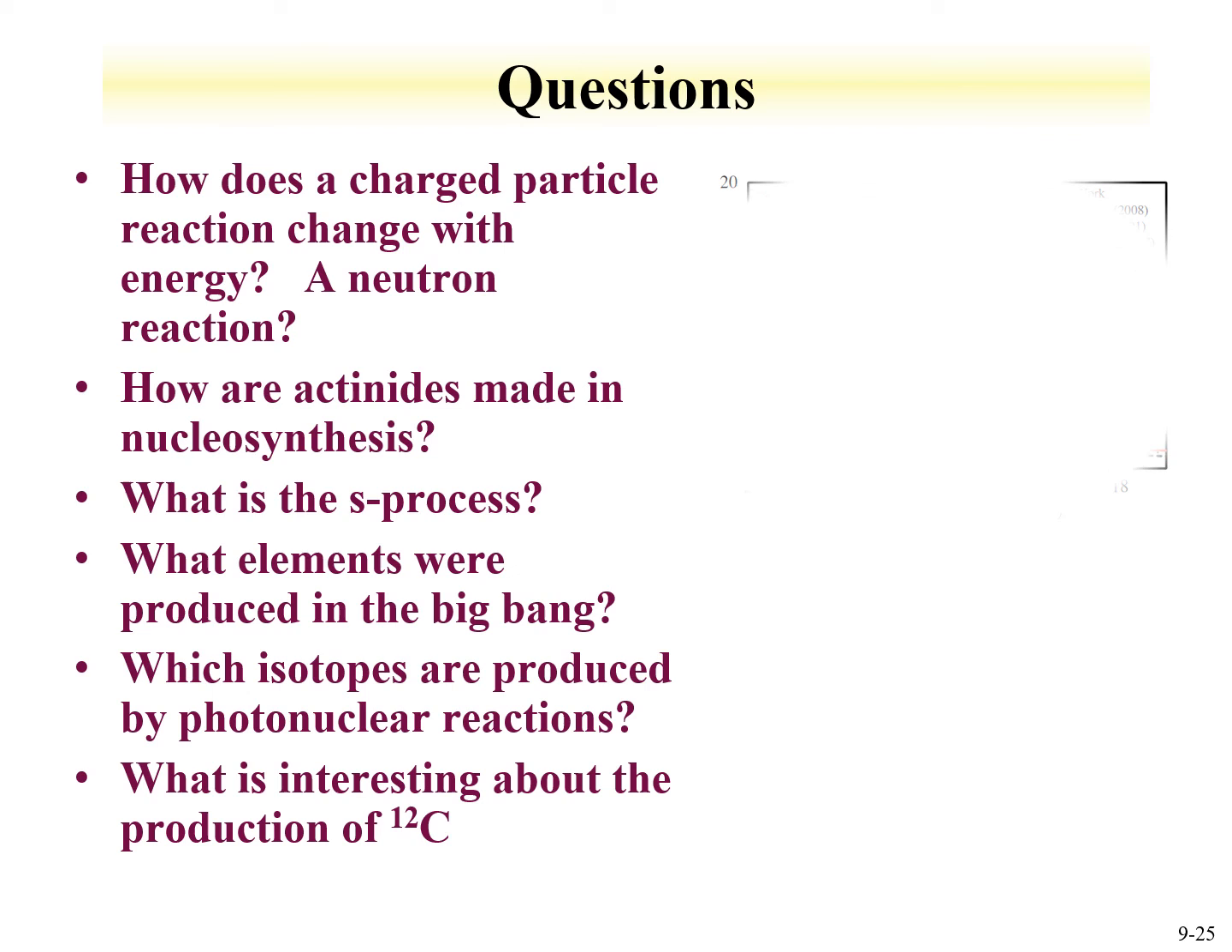Other questions you should be able to evaluate, things like how are actinides made in nucleosynthesis? That's with the R process, the rapid process. So an event in which a large number of neutrons are liberated, where you get rapid capture of neutrons, and the time scales where those neutron captures are faster than the decay of the resulting isotope.